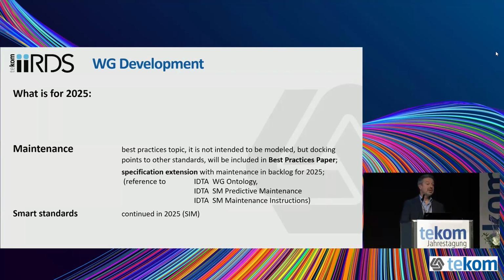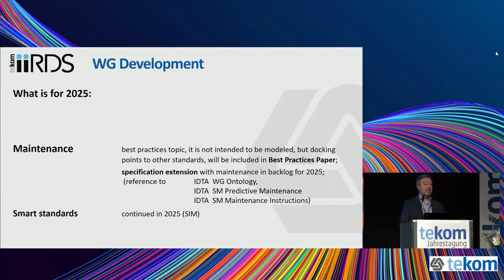We will do a best practice paper on that in reference to the Industrial Digital Twin Association initiatives on the submodels. There is one submodel concerning predictive maintenance, and another submodel is concerning maintenance instructions. And they all are dealing with information out of the technical documentation. In that respect, I have to add this submodel Intelligent Information for Use.